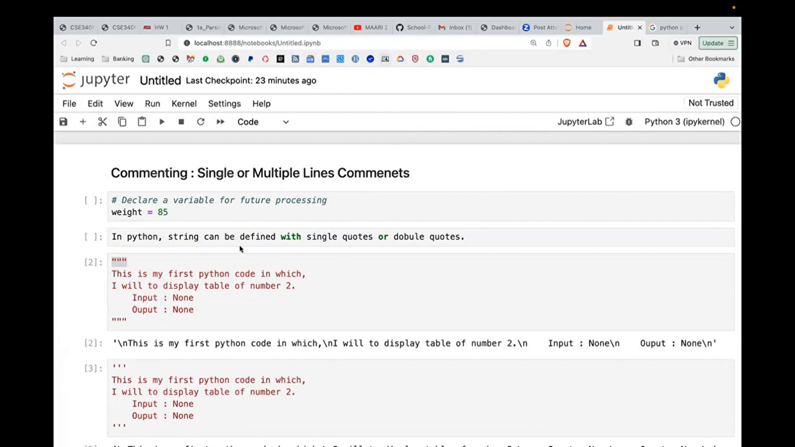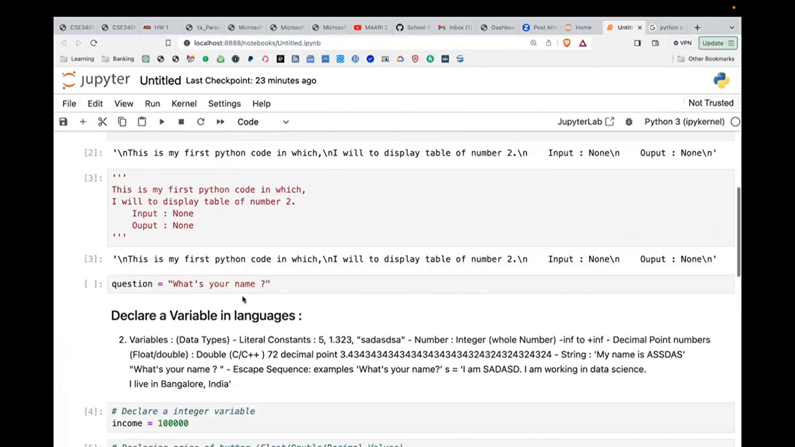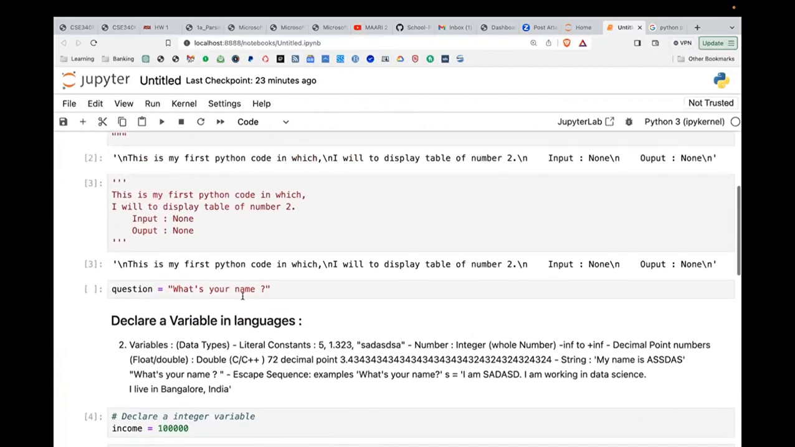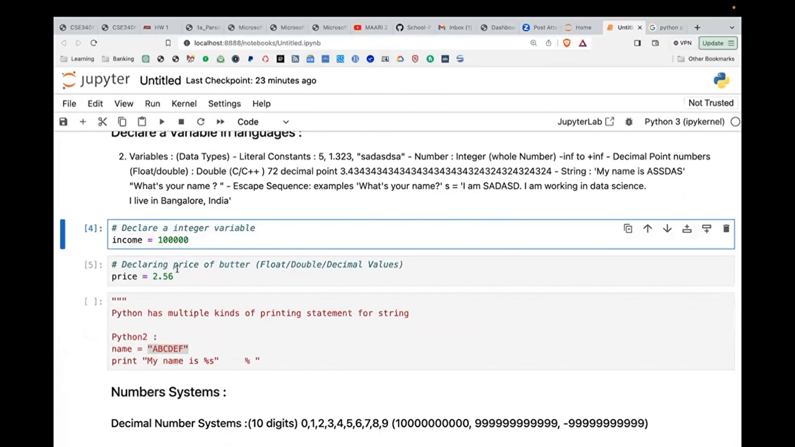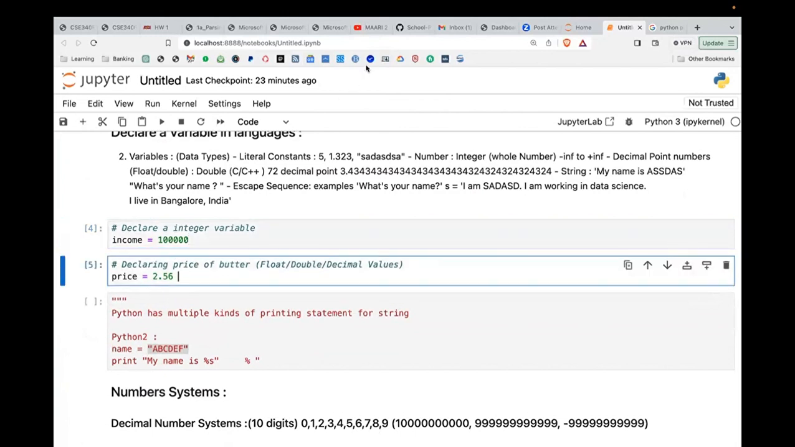The very first thing I told you was how to declare a comment. The second thing is how we declare a variable. This is the way an integer variable was declared. This is the way a decimal or float variable was declared.